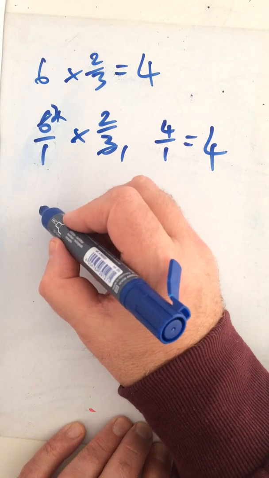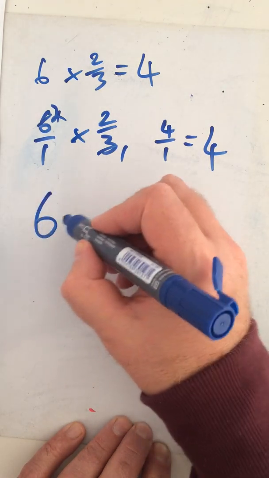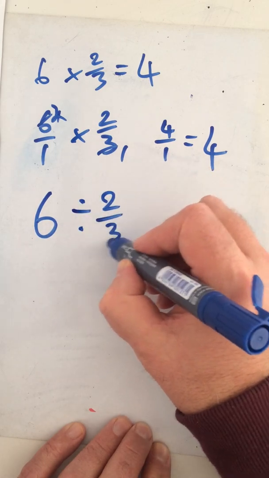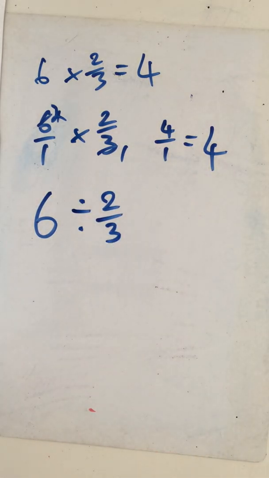What do you think the answer to this is? Okay, have a go at this one out yourself. 6 divided by 2/3. See if you can work that one out yourself, and then I'll go over it. Okay, just pause the video while you work that out and then press play.